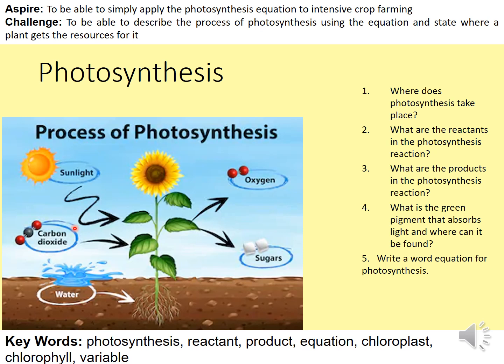So they are the reactants, carbon dioxide and water, for question number 2. Hopefully you're keeping up. Let's have a look at question number 3. See if you can get ahead of me. What are the products in the photosynthesis reaction? So we're now on the things that come out of the equation.